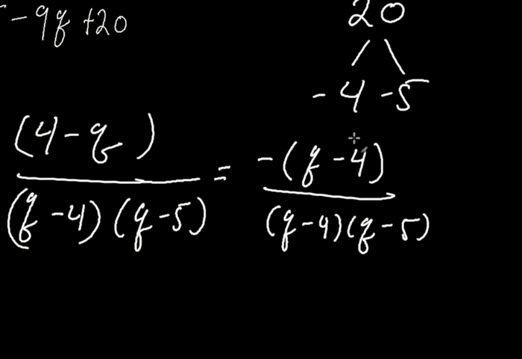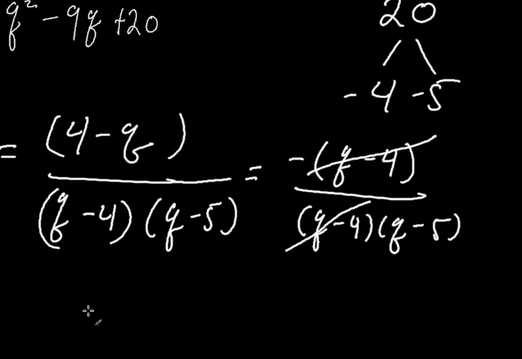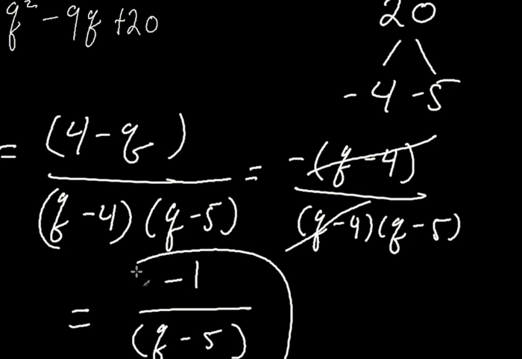Okay, so how did I know to do that? Well, my goal is to cancel something. And I noticed that these are the same, except they're just the opposite. So I was able to factor it, and now they are the same. So I'm able to cancel those. Okay, well then what is the final answer? It's going to be negative 1 over q minus 5. Okay, so that would be the final answer. All right, hopefully that negative sign isn't throwing you off. If it is, let me know, and we can go over it again. Okay, have a good day.